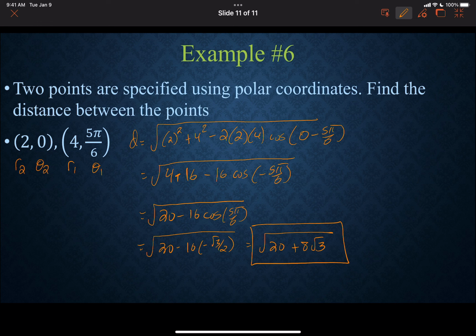So again, it doesn't matter which order you do them in, as long as the r and theta match up. Remember your negative angle identities. The negative just cancels from cosine. We don't have to worry about that. We're setting up that particular formula.